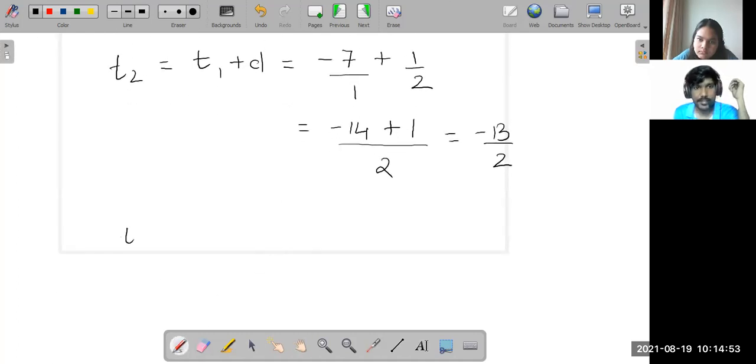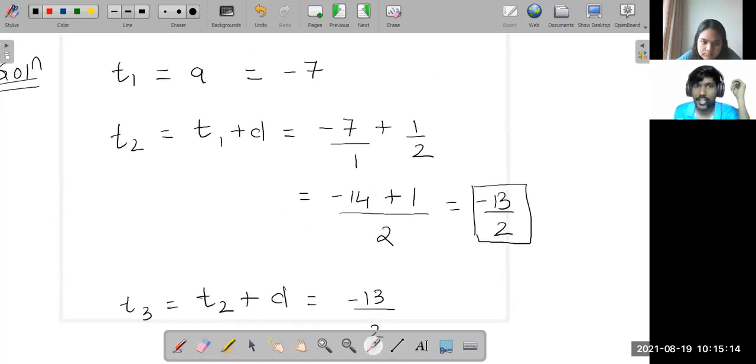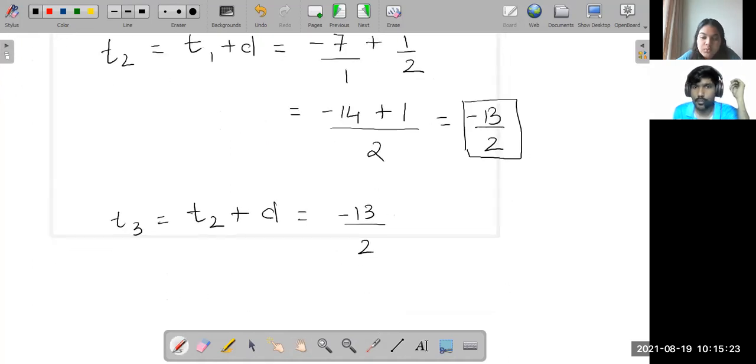Then T3 will be T2 plus D. So T2 you got minus 13 upon 2. Is this even an arithmetic progression? Yes, it is, because anyway we are adding the same common difference everywhere. Here also we are adding D, again we are adding D. So it is a common AP. Plus 1 upon 2.